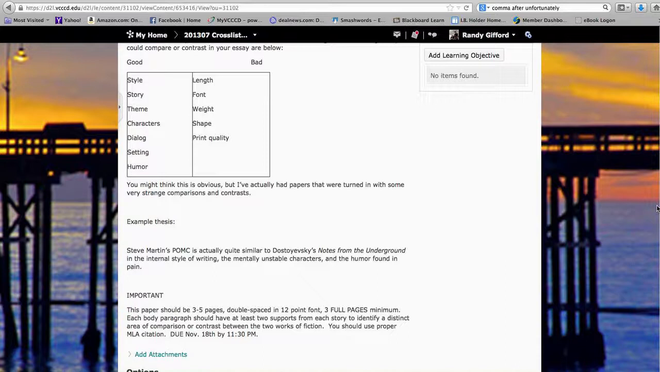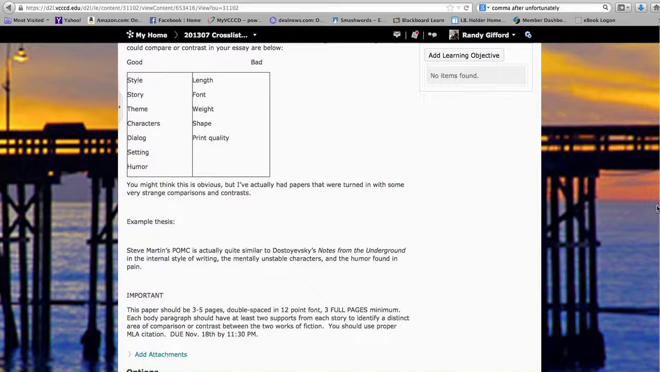We are looking at: Steve Martin's Pleasure of My Company is actually quite similar to Dostoevsky's Notes from the Underground in the internal style of writing, the mentally unstable characters, and the humor found in pain. So I've given an explicit thesis statement, this would go at the very end of the introduction, to tell you what I am comparing between these two works of fiction.